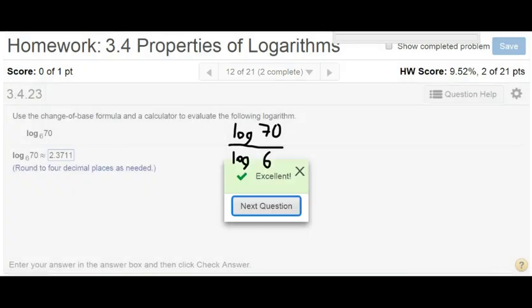So choose whichever base you want, but most of the time you're going to want to use base 10. Sometimes you might want to use base e, and then just plug these into your calculator.